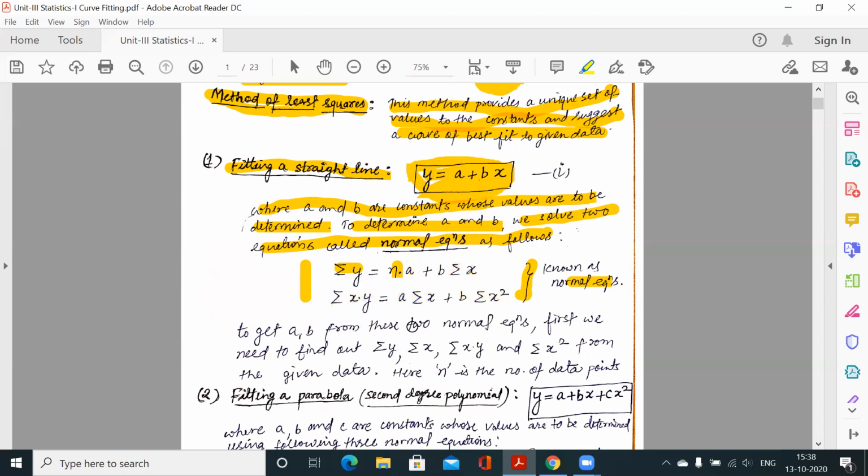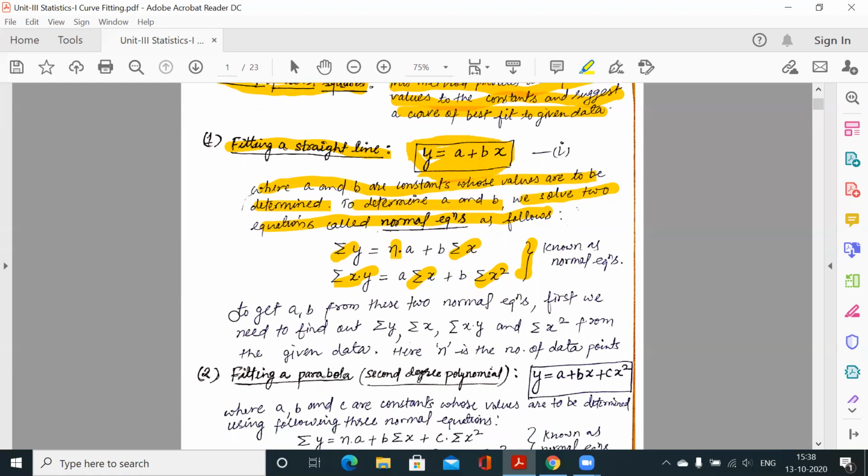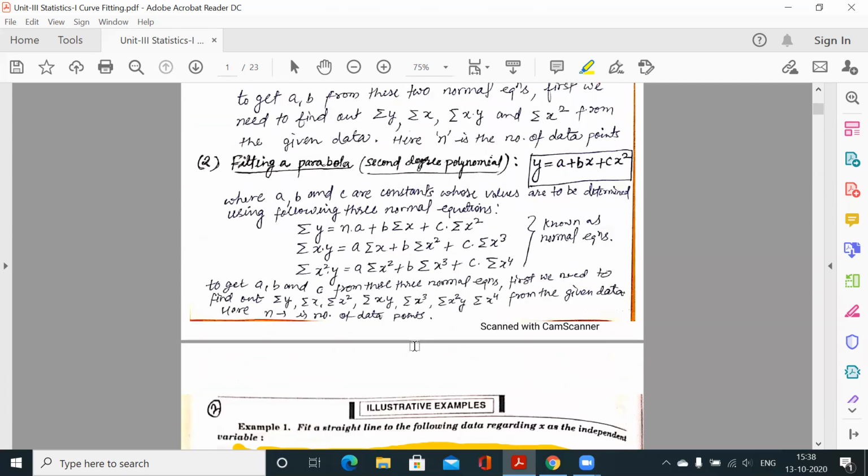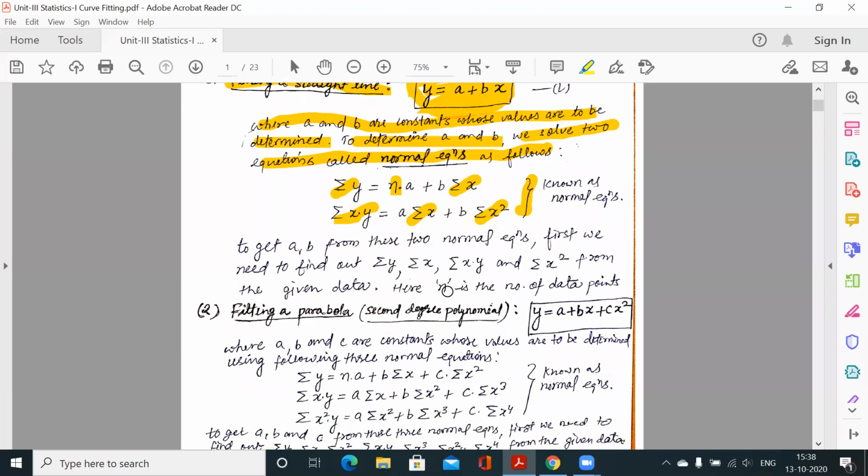These are the two normal equations. This is a numerical value, this is a numerical value, this is a numerical value. And what is n? N is the total number of values in the data set. Suppose in this question we have 1, 2, 3, 4, 5 values of x and 5 values of y. So we are given 5 sets of values. So n is the number of data points. We have to count how many values of x are given. That is our n.